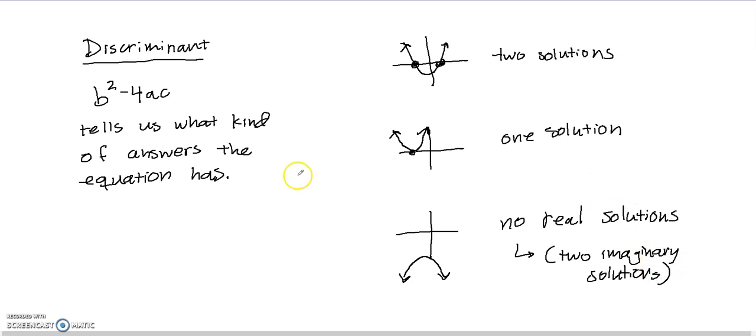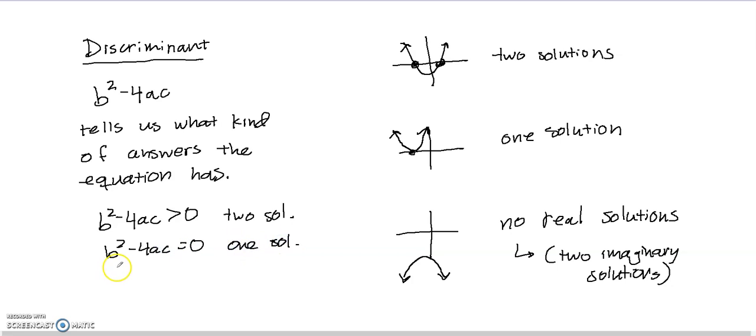So if you look at that discriminant, when is this going to happen? Well, if b squared minus 4ac is greater than 0, that's when we have two solutions. If b squared minus 4ac equals 0, we have one solution. And if b squared minus 4ac is less than 0, we have no real solutions. So you can look at a quadratic immediately and tell if it has any solutions.